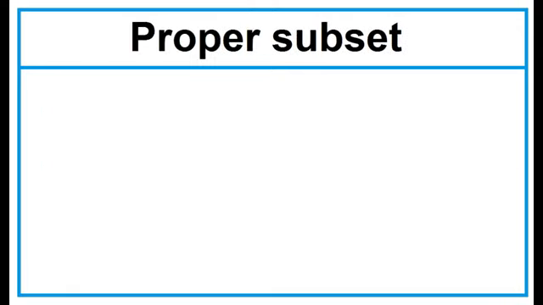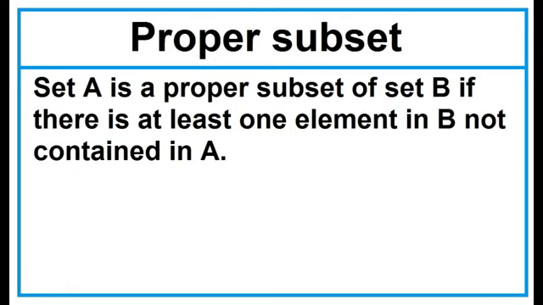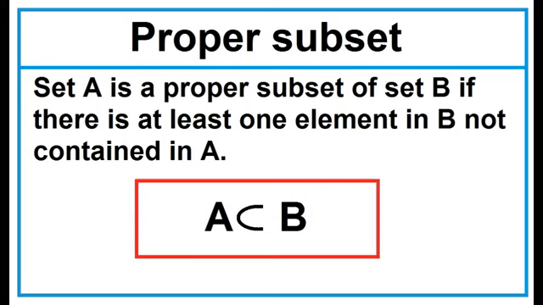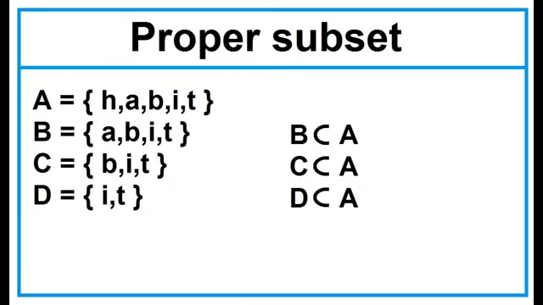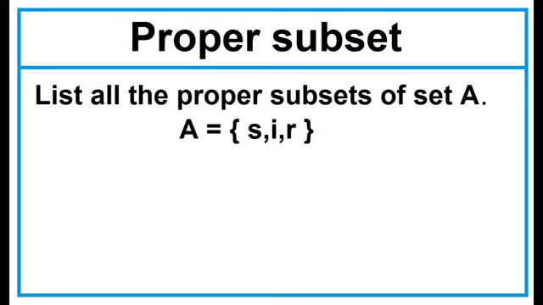Proper subset. Set A is a proper subset of set B if there is at least one element in B not contained in A. In symbol, set A is a proper subset of set B. Example, given sets A, B, C, and D. Set B is a proper subset of set A. Set C is a proper subset of set A. Set D is a proper subset of set A. List all the proper subsets of set A.